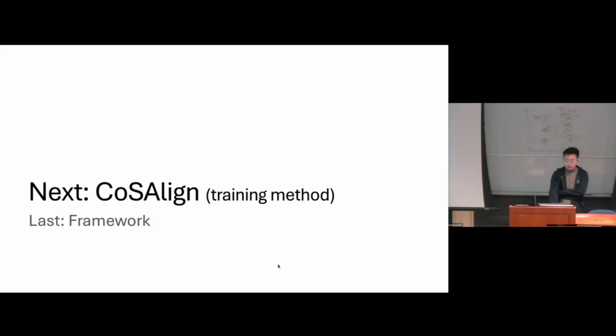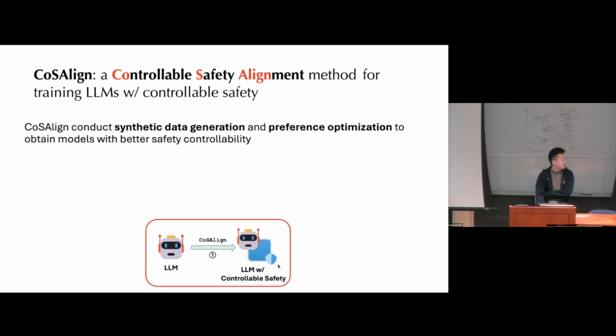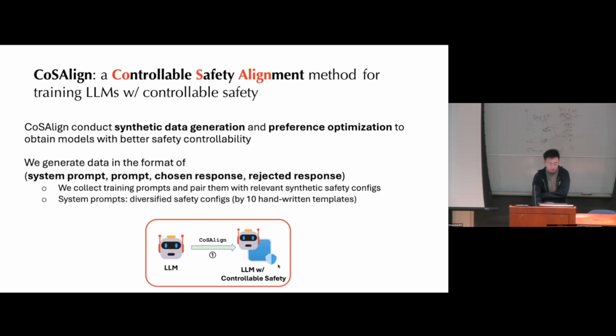And next, I will introduce some more details about our training method, which we call CoSAlign. As I mentioned, it conducts synthetic data generation and preference optimization to enhance the safety controllability. Specifically, we generate data in the format where you have a system prompt and a chosen-rejected response pair. We collect training prompts and pair them with relevant synthetic safety configs, and we diversify them using a combination of categories and a couple of handwritten templates.